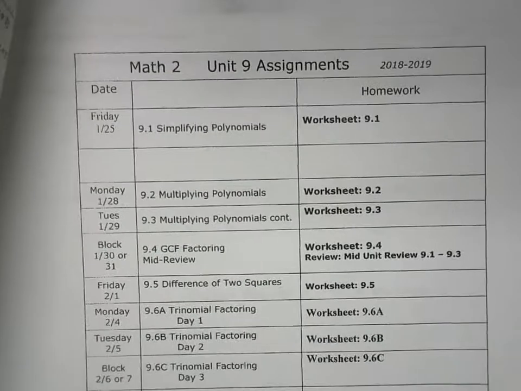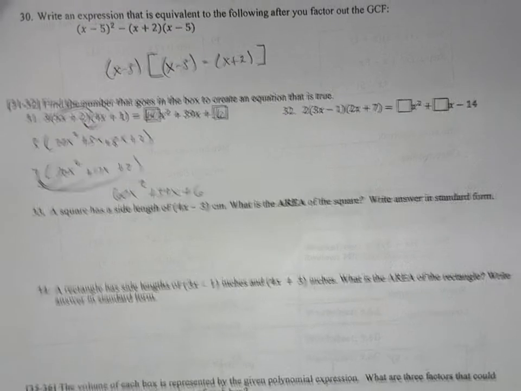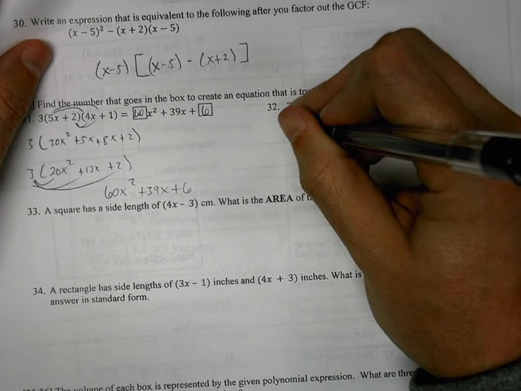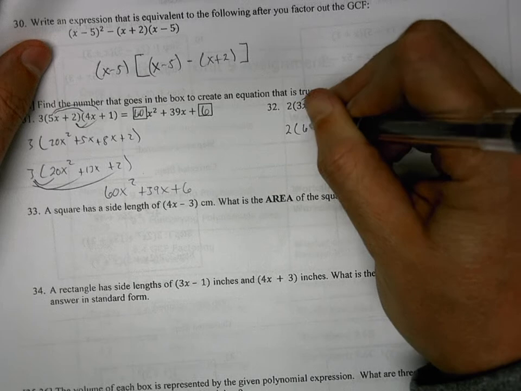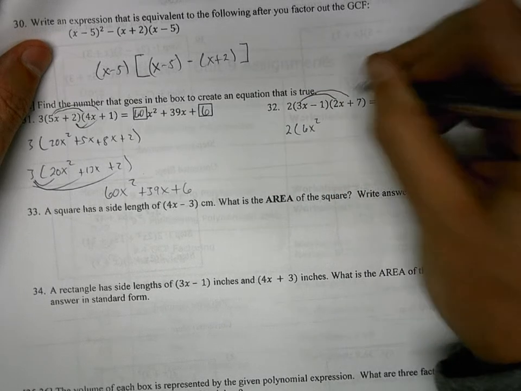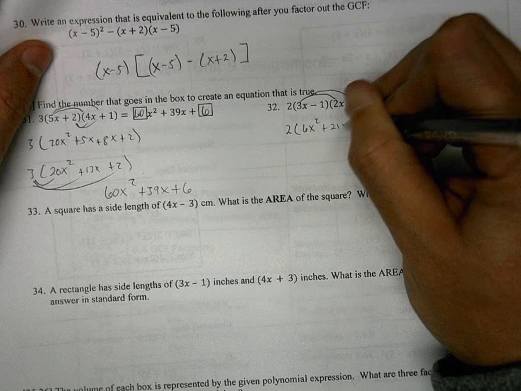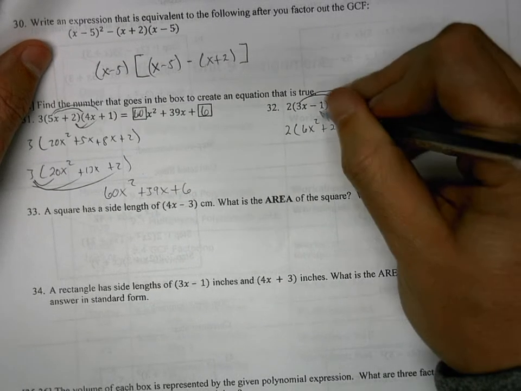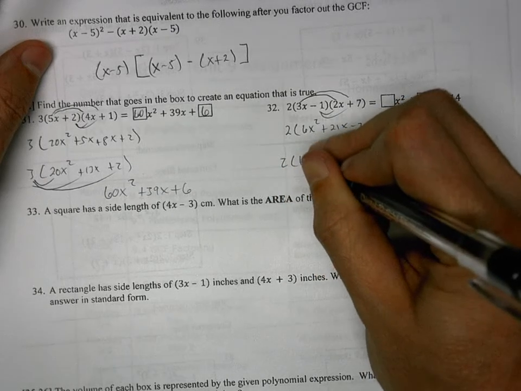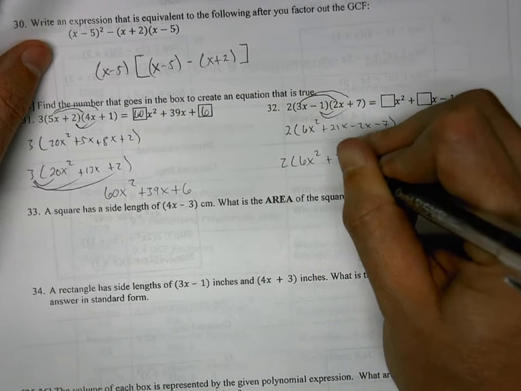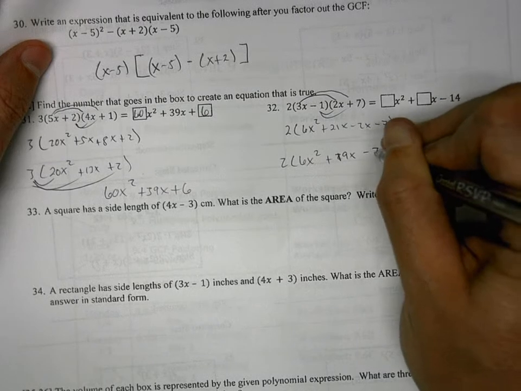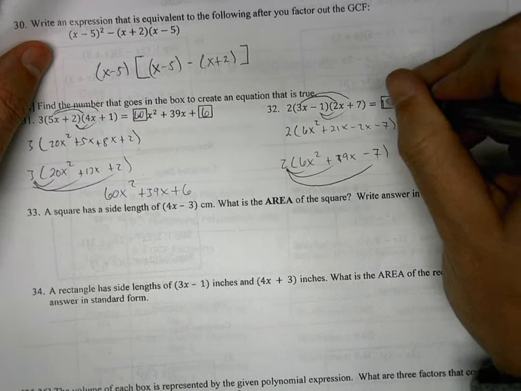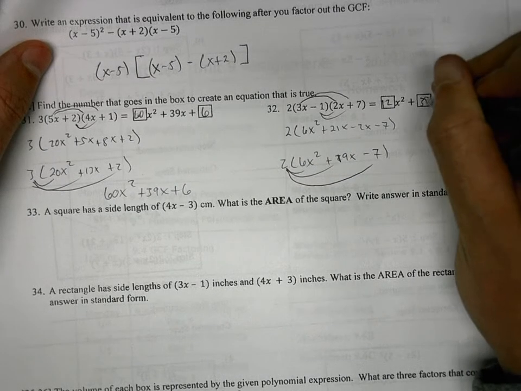Oh my gosh, there's so much left to go. For 32, again, double distribute. So 3x times 2x. That's going to be a 6x squared. 3x times 7, that's a plus 21x. That's going to be a negative 2x and a negative 7. Combine like terms to make that 2 times 6x squared plus 19x minus 7. And then distribute the 2 to every single one of them to get 12x squared plus 38x minus 14.